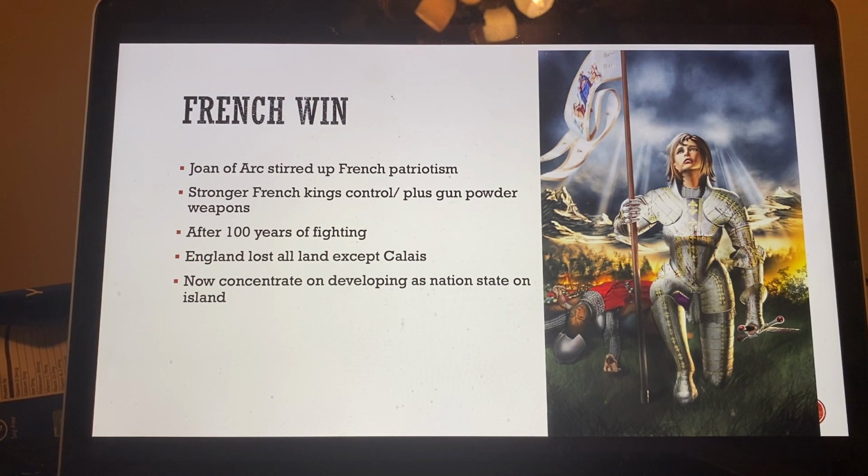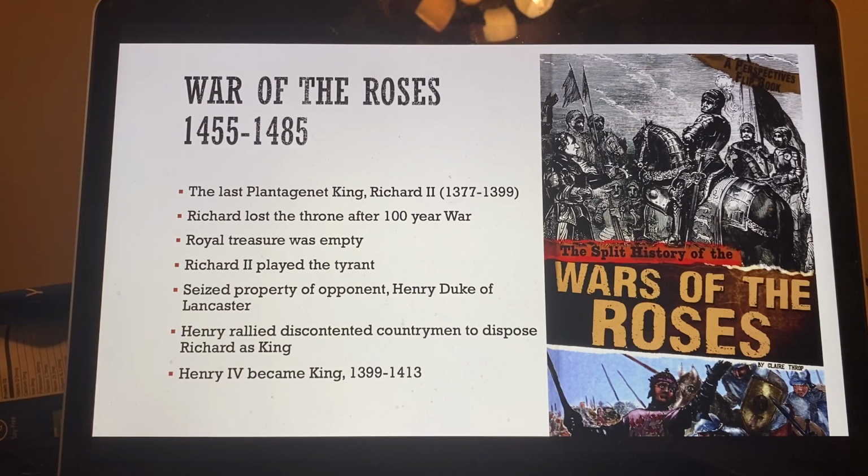But I have to say that maybe the French wouldn't have won if Joan of Arc, this young girl, hadn't stirred up French patriotism and had them fight with all of their heart. So let's see what happens. The War of the Roses happens. England had lost a lot of its land, including Aquitaine, including some of the big areas that they had controlled in France. They lost it to the French coming back and taking over the land that they once had.